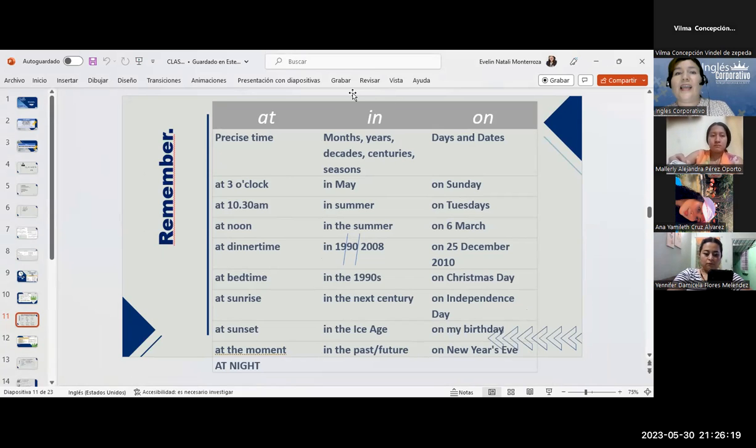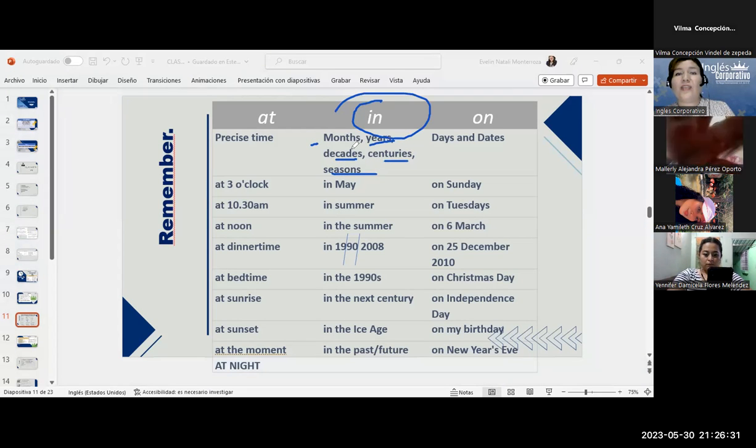In the case of in, we use it with the different months, years, decades, centuries, and seasons. So in the case of in, you say in May, right? You say in May, in September, in August, in July, for all the months. In summer, right? In the summer, in 1990, or in 2008.